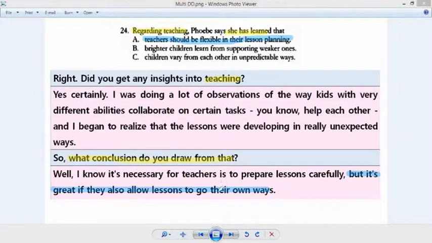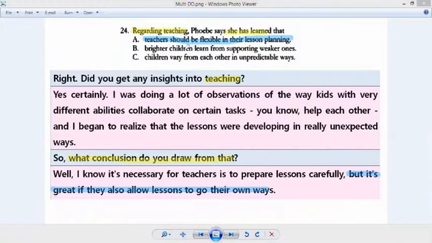Do we have the word flexible? No, right? We don't have the word flexible. We don't really have lesson planning either. We have the word lesson and prepare. Okay, so we have a little bit, but this is a pretty strong paraphrase. You have to really understand this meaning, and then you can find the right answer. But there's not really any traps here.